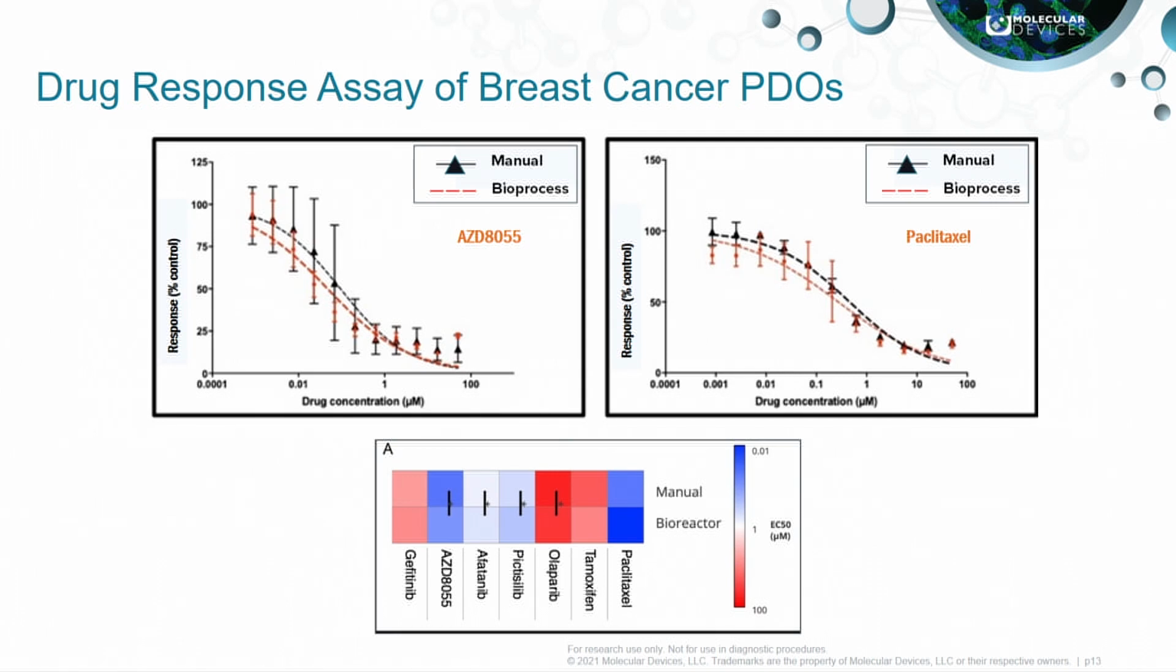And again, I've shown two examples here, which is for an mTOR inhibitor and for paclitaxel. But again, we tested a panel of 7 different chemotherapeutics and saw the same pattern across the board.